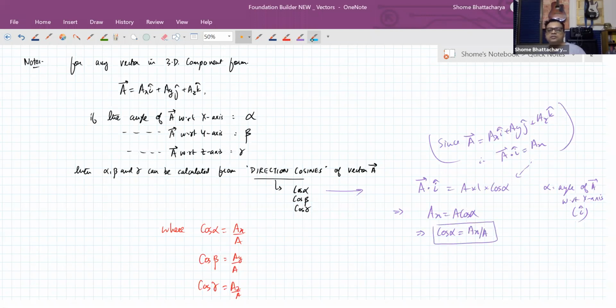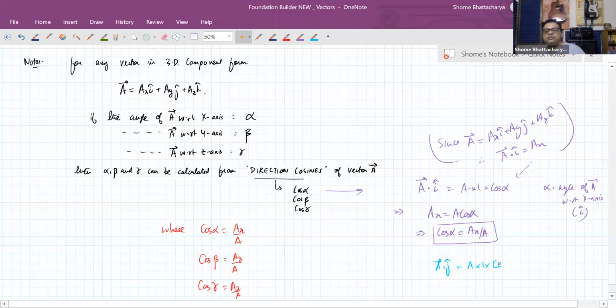Okay. Similarly, A's dot product with j cap will just become A into 1 into cos of beta. Same reason. Beta is the angle with respect to y axis. So again here you can see Ay becomes A cos beta. And similarly you have a formula for gamma, so that's the logic of these three formulae. So the angles that the vector makes with respect to each of the coordinate axes, alpha, beta, and gamma, can be understood from the direct formula of what is called direction cosines.